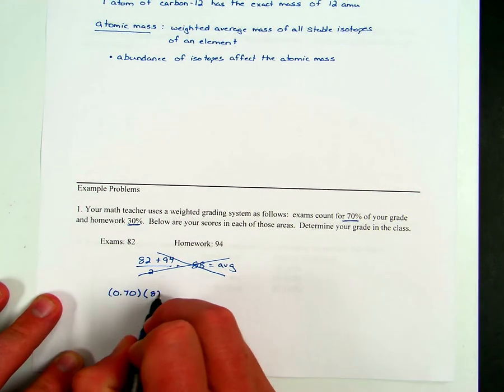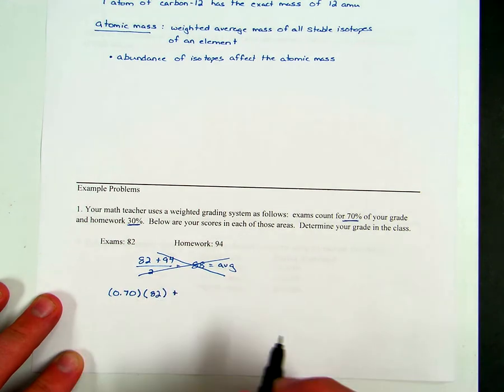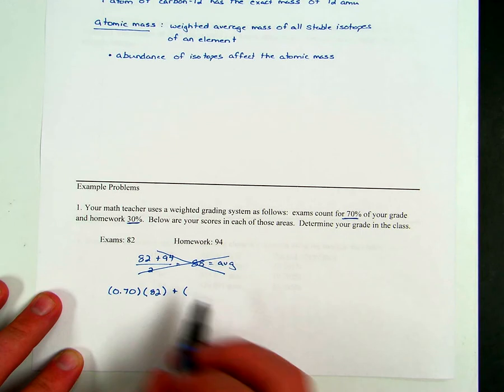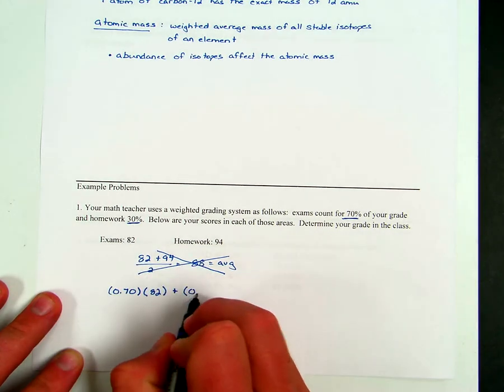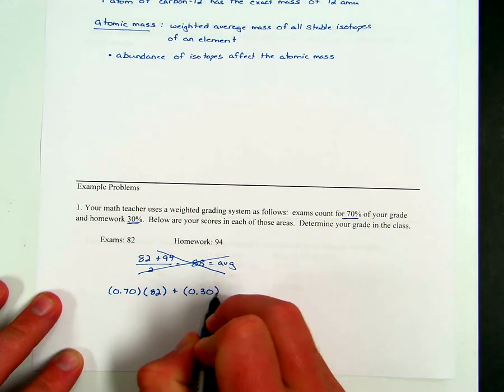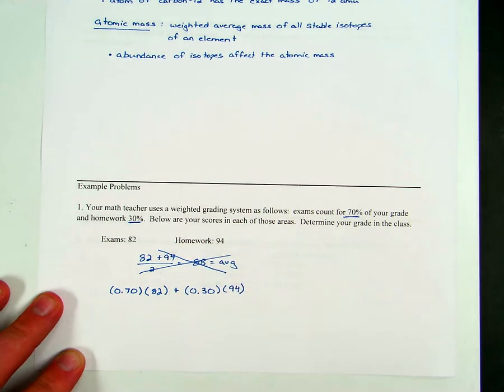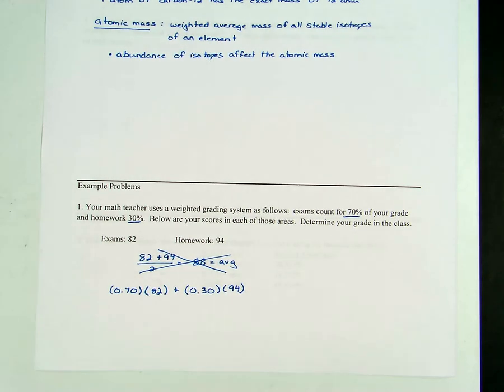And then we're going to add that same product from the homework. The homework counts for 30%. So in decimal form, that's 0.30 times your homework scores of 94. And that will give us the weighted average for your math grade.